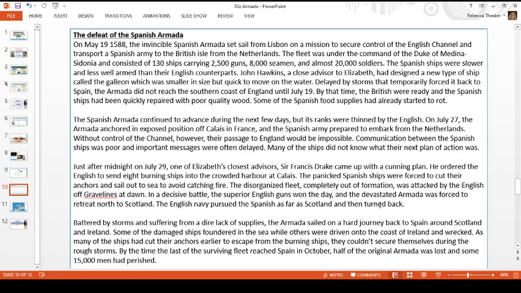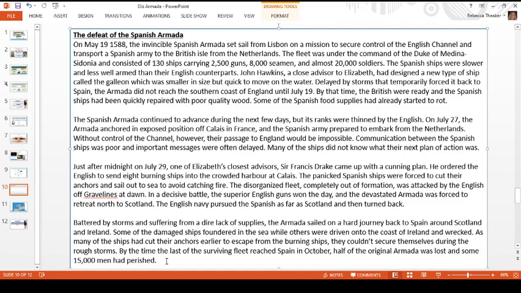The devastated Armada was forced to retreat north to Scotland. The English navy pursued the ships for a certain amount of time just past Scotland, and then they turned back. And this is where something amazing happens. So, was this luck, coincidence? Elizabeth certainly didn't think it was coincidence. She said that God had done this on purpose.